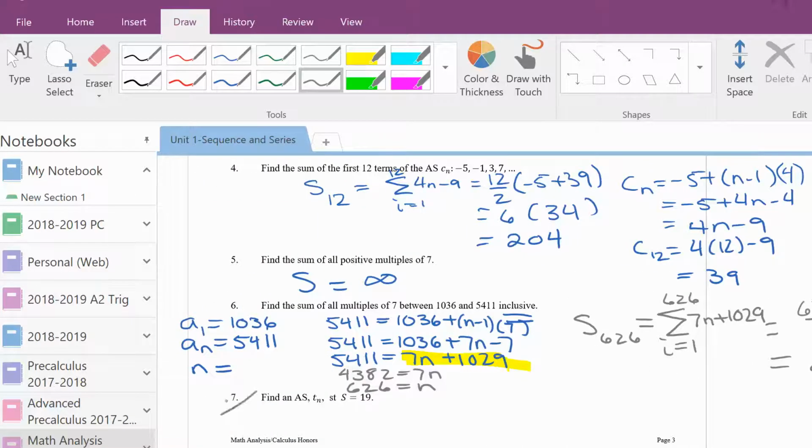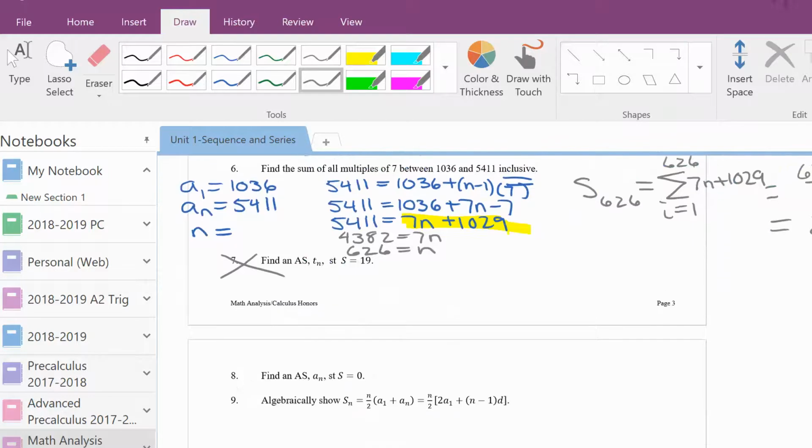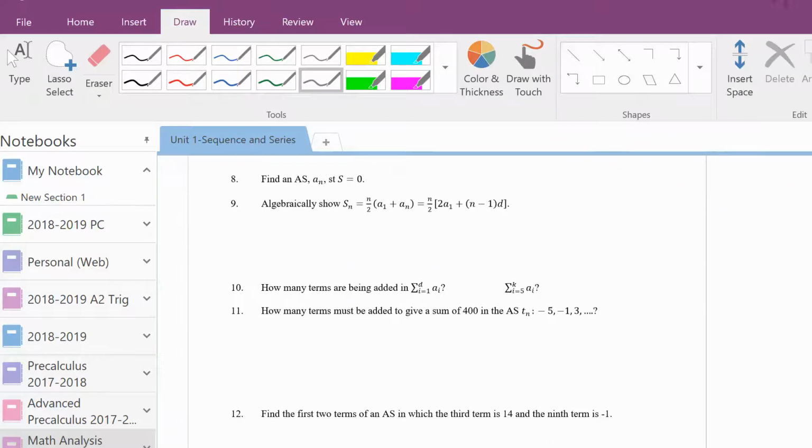All right, we're going to skip 7. Talk about that some other time. Number 8, find an arithmetic sequence where the sum is equal to 0 for the infinite one. Well, remember we talked about that. That's if the difference is 0 and the first term is 0. So it'd just be 0 all the way infinitely. That would be our sequence.